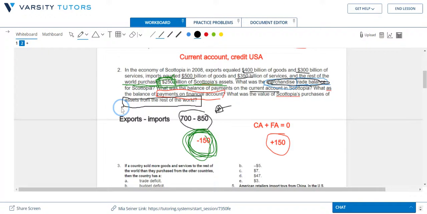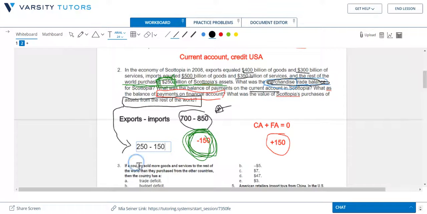So what kind of assets are they buying from the rest of the world? That's the difference between the amount of money that they were given, 250, and the amount of money they had in their current financial account. So $100 is the total amount that they ended up spending on assets from the rest of the world.